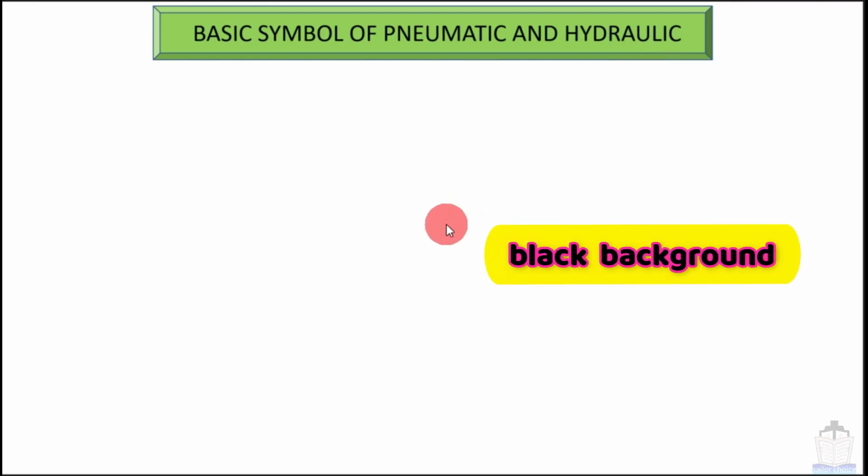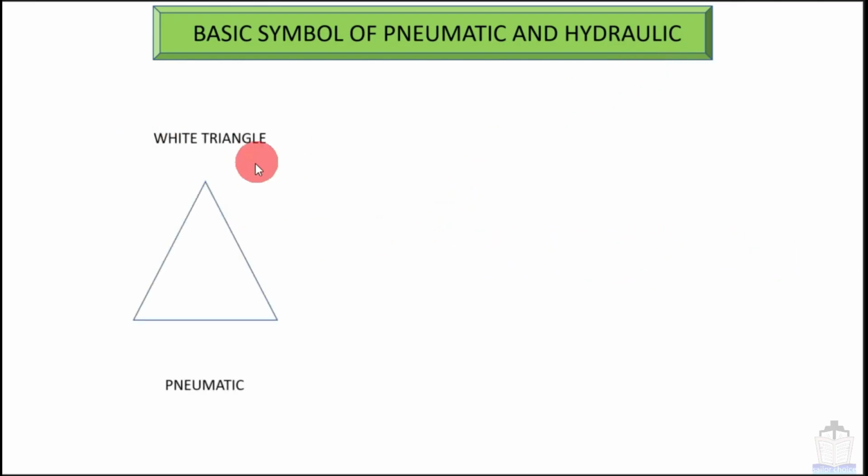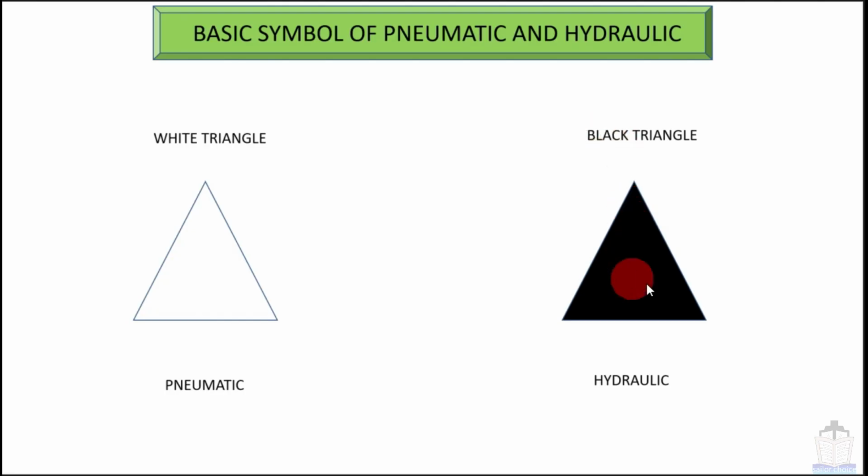So what are the basic symbols of pneumatics and hydraulics? For pneumatics the basic symbol is a white background, and for hydraulics the basic symbol is a black background. Mostly in both cases, in pneumatics and in hydraulics, triangles are used, and these triangles are used for showing power, flow, exhaust and drain. Exhaust in the case of pneumatics and drain in the case of hydraulics.